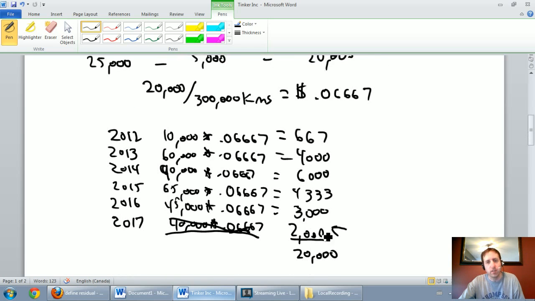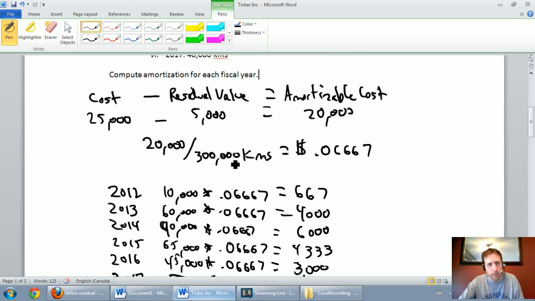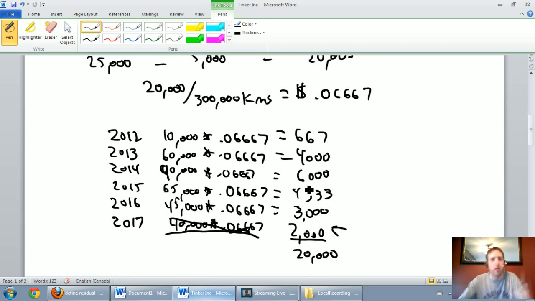In the last year, unless I've driven exactly 300,000 kilometers, my number is going to be off. It's just not going to work. In this case, if I went 40,000 times 0.06667, I would end up at a higher number than 2,000. I think I'd end up at 2,333. And obviously my amortization then would be off. Because of that, in our last year, we plug in the number to make our amortization total to $20,000.